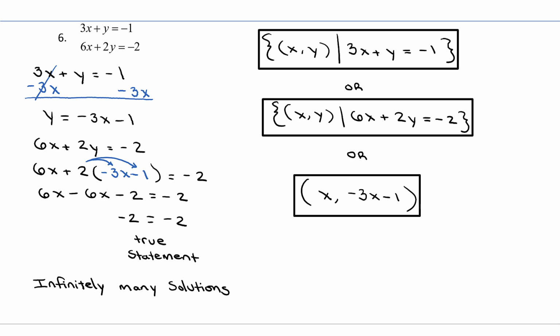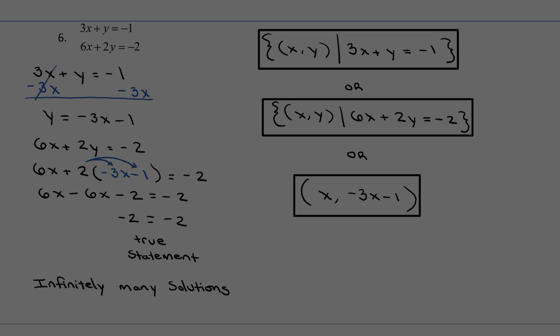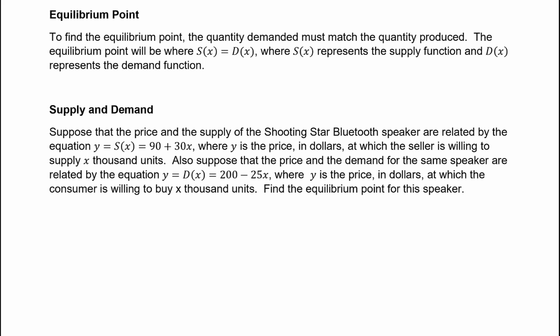So before we start our application problem, we do need to discuss what is an equilibrium point. So let's begin with that. Equilibrium point. To find the equilibrium point, the quantity demanded must match the quantity produced. The equilibrium point will be where S of x equals d of x, where S of x represents the supply function and d of x represents the demand function.